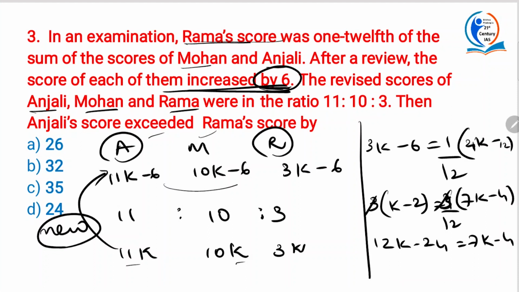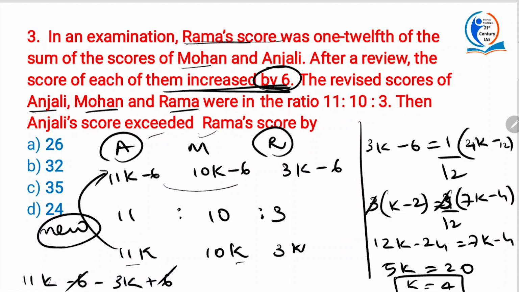So, here 5k is equal to 20. K is how much? K is 4. Now, what did they ask? Anjali's score exceeded Rama's score by how much? So, the difference between these two is how much? 11k minus 6 minus 3k minus 6. So, minus of minus will become plus, 6 will get cancelled. So, 11k minus 3k is how much? 8k. Now, what is the value of k? It is 4. So, 8 4s are 32 is the answer.